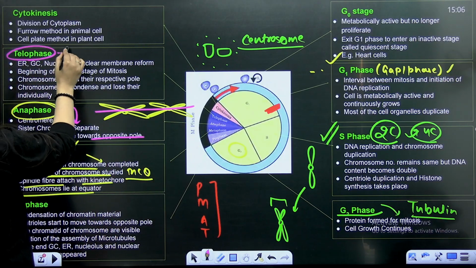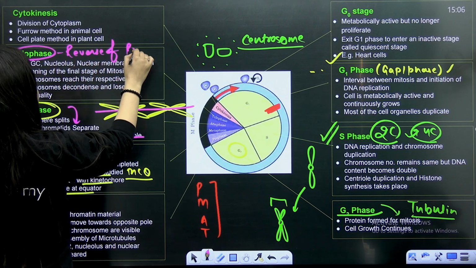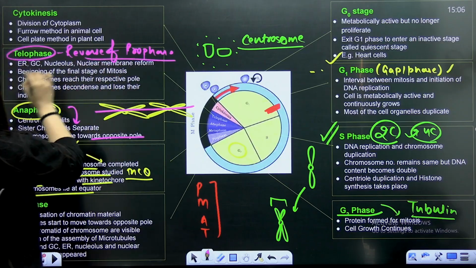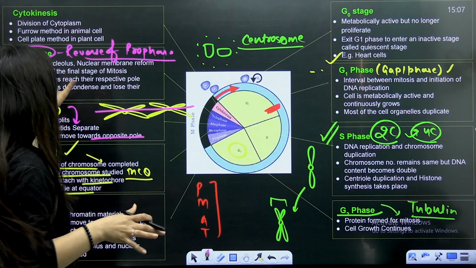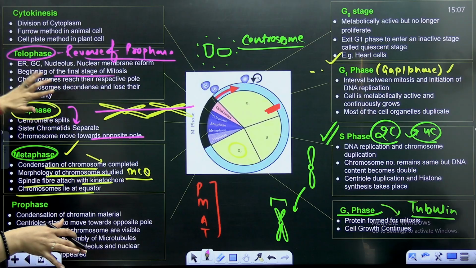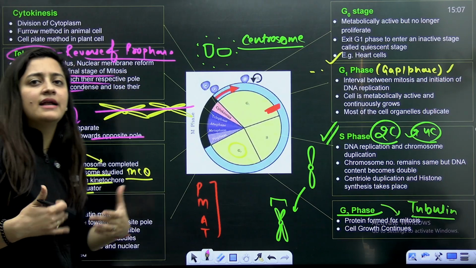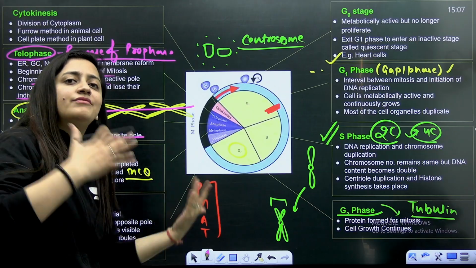Now in telophase, which is the reverse of your prophase, what's going to happen, my dear people? Endoplasmic reticulum, Golgi apparatus, your nucleolus, nuclear membrane, they all will reform. It is the final stage of mitosis. Chromosome will reach their respective poles, and they will decondense and lose their identity. So it is just the reversal of prophase.